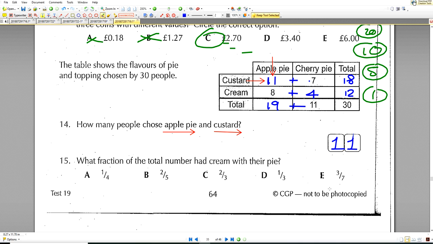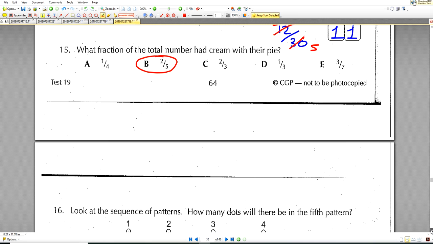Done. What fraction of the total number had cream with their pie? Now the cream total, here's cream. Let's have a look at the arrow. So cream was 8 here and 4 here. The cream total was 12. So we have 12 out of 30. Now we need to cancel this fraction down. If you remember cancelling, we divide that by 6, we divide that by 6. So that gives you 2/5. Okay, lovely. We're moving on to question number 16. Let's move on.